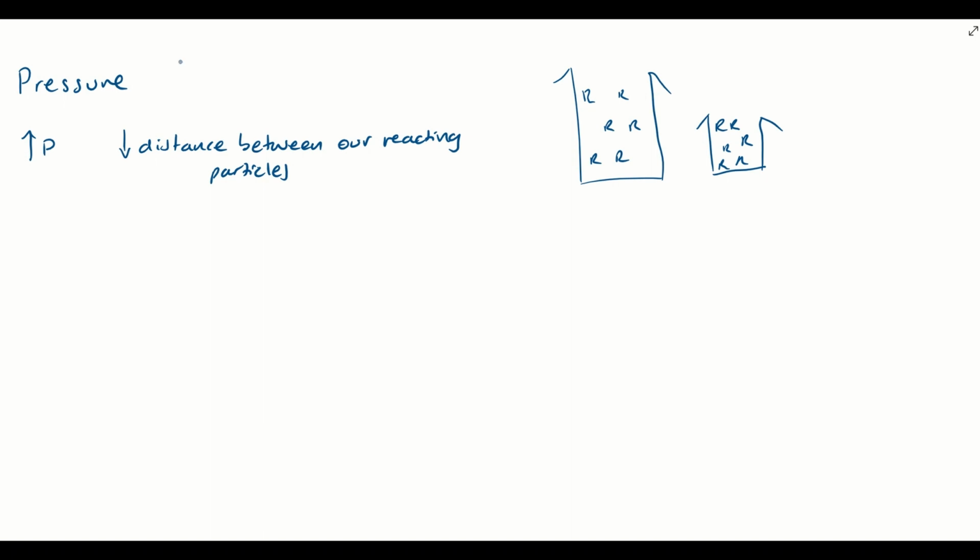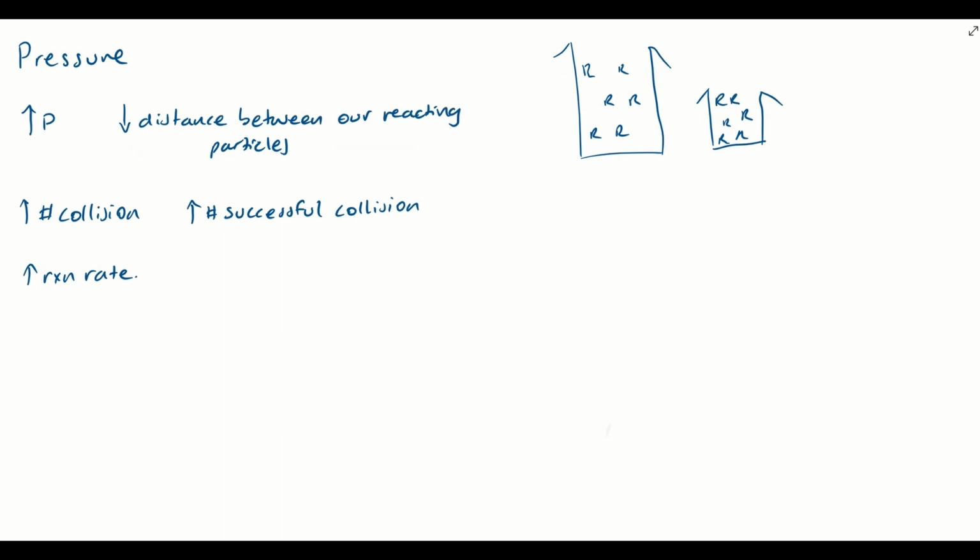This in turn will increase the number of times that they collide. Okay, that doesn't necessarily mean the number of successful collisions. We increase the amount of times these particles collide, which therefore increases the number of successful collisions. Okay, so we've got to be really careful with the way that we word these steps. Increases the number of successful collisions, and we know that if that occurs, we're increasing the reaction rate. So increases in pressure increase the rate of our reaction. Let's have a look at another property.